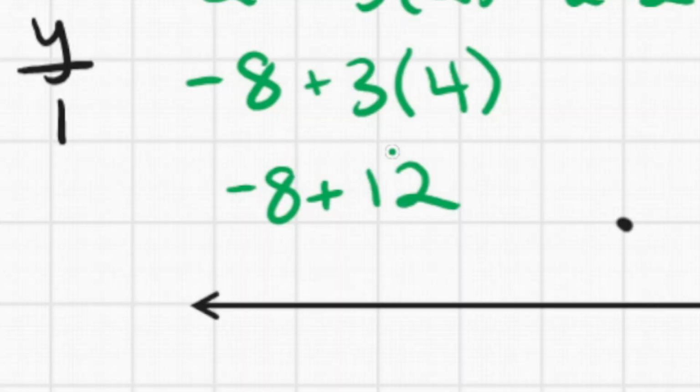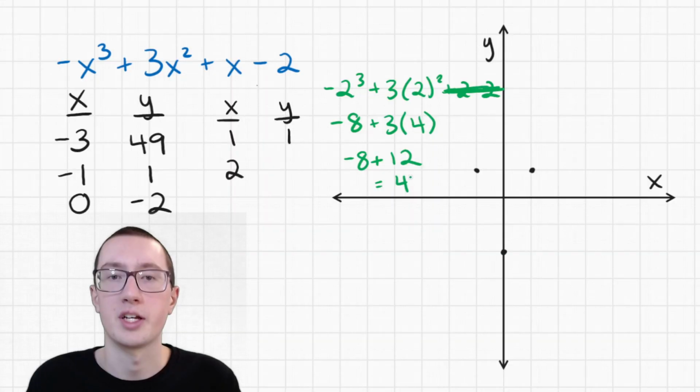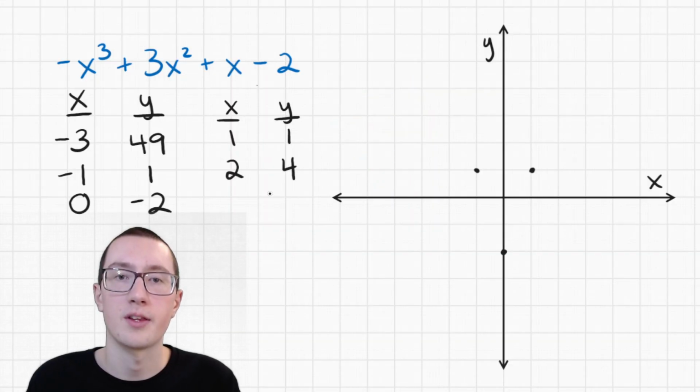And then we have -8 plus 12. That's the same thing as saying 12 minus 8. 12 minus 8 is 4. So we get 4 for y. So let's go ahead and plot that on our graph.